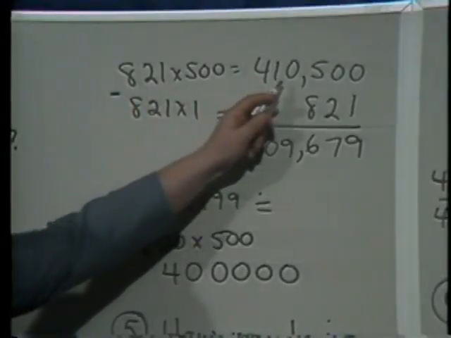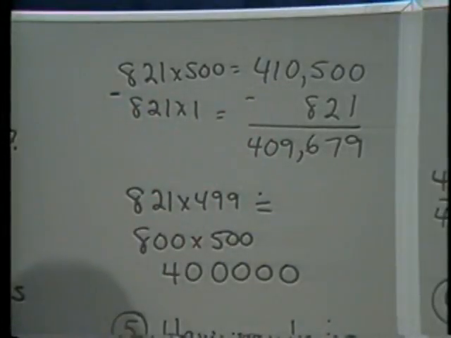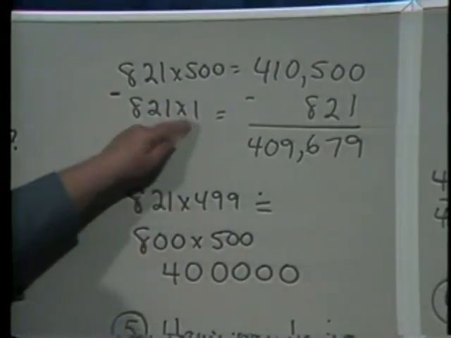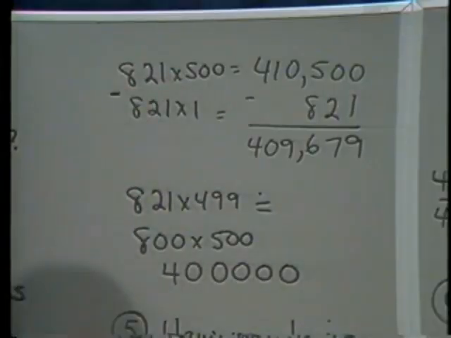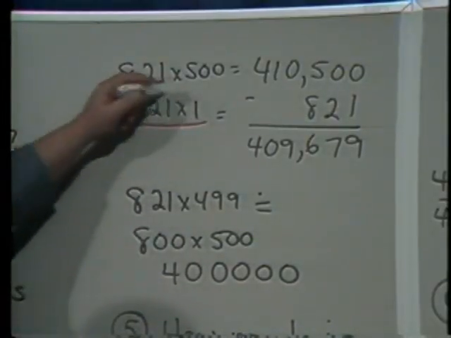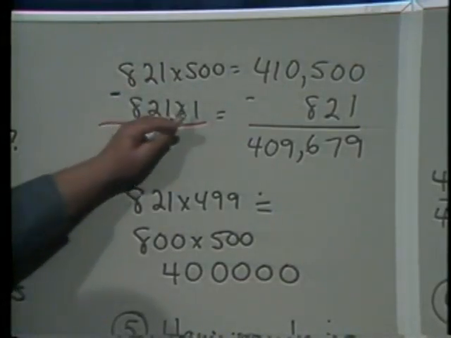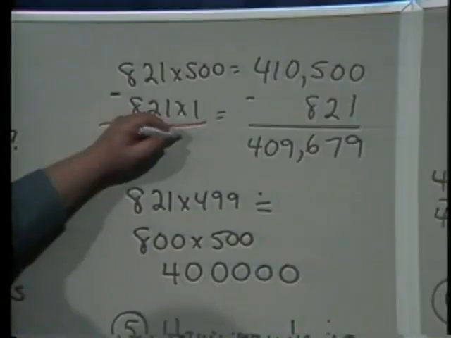is 410,500. And now, if I take away 1 821 from 500, that would give me what? And this is tricky over here. See, I had 500 821s. I take away one of the 821s.